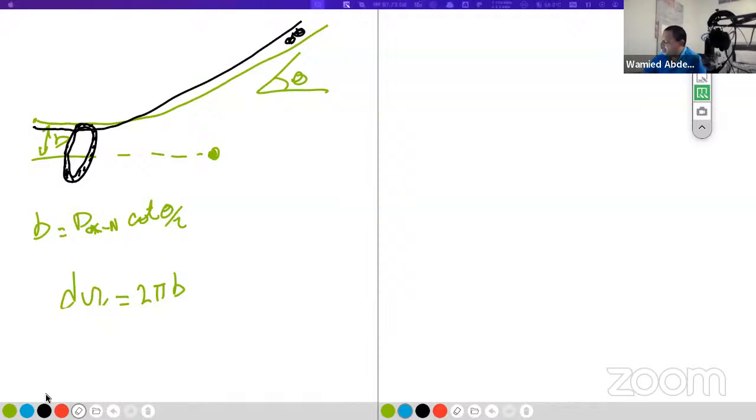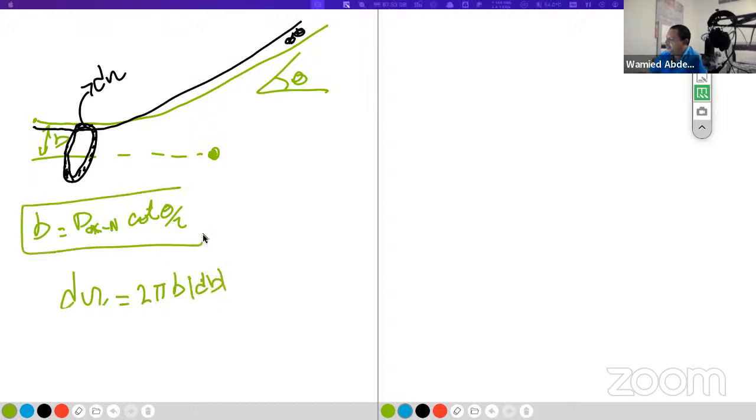So d sigma is the area of the disk. Okay, it's a cross section. It's basically stating that if the alpha particle lands within B and B plus dB, then the scattering angle is going to be between theta and theta plus d theta. So the cross section, the area of the disk, is just 2 pi b dB, this differential of B.